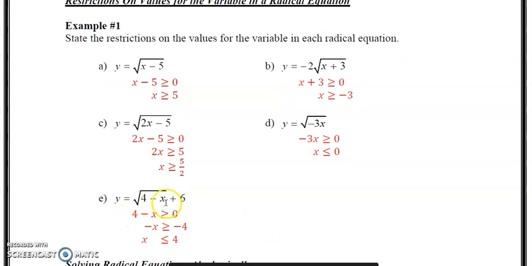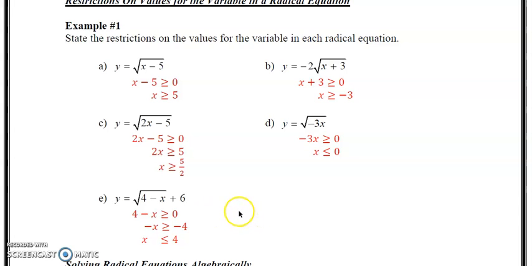E is done the same way. We get 4 minus x greater than or equal to 0. Take the 4 over to the other side, so we get negative x is greater than or equal to negative 4. Divide by negative 1, and now the greater than or equal to switches to less than or equal to. Negative divided by a negative is a positive, so all of our x values have to be less than or equal to 4, which makes sense. Put in 3, it works. Put in 5, it doesn't work. Very straightforward on restrictions.